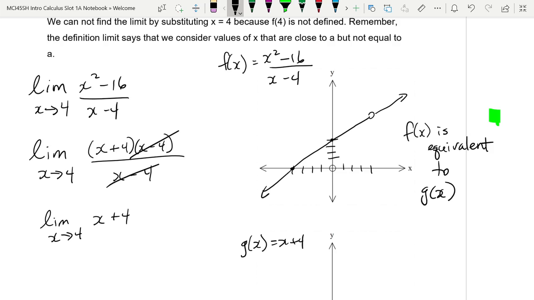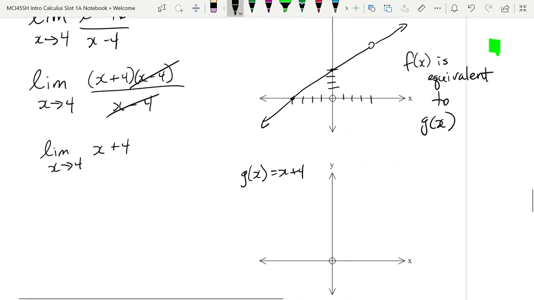A $5 bill is equivalent to 2 toonies and a loonie, right? They're both $5. But good luck if you walk up to an old parking meter with a $5 bill. Try to scrunch it up and shove it in the little slot. It's not going to work, right? These two functions are equivalent, but this one does have something different about it. It doesn't have a hole where the first one did, right? This one's going to be just fine. It does not have a hole when x is 4.